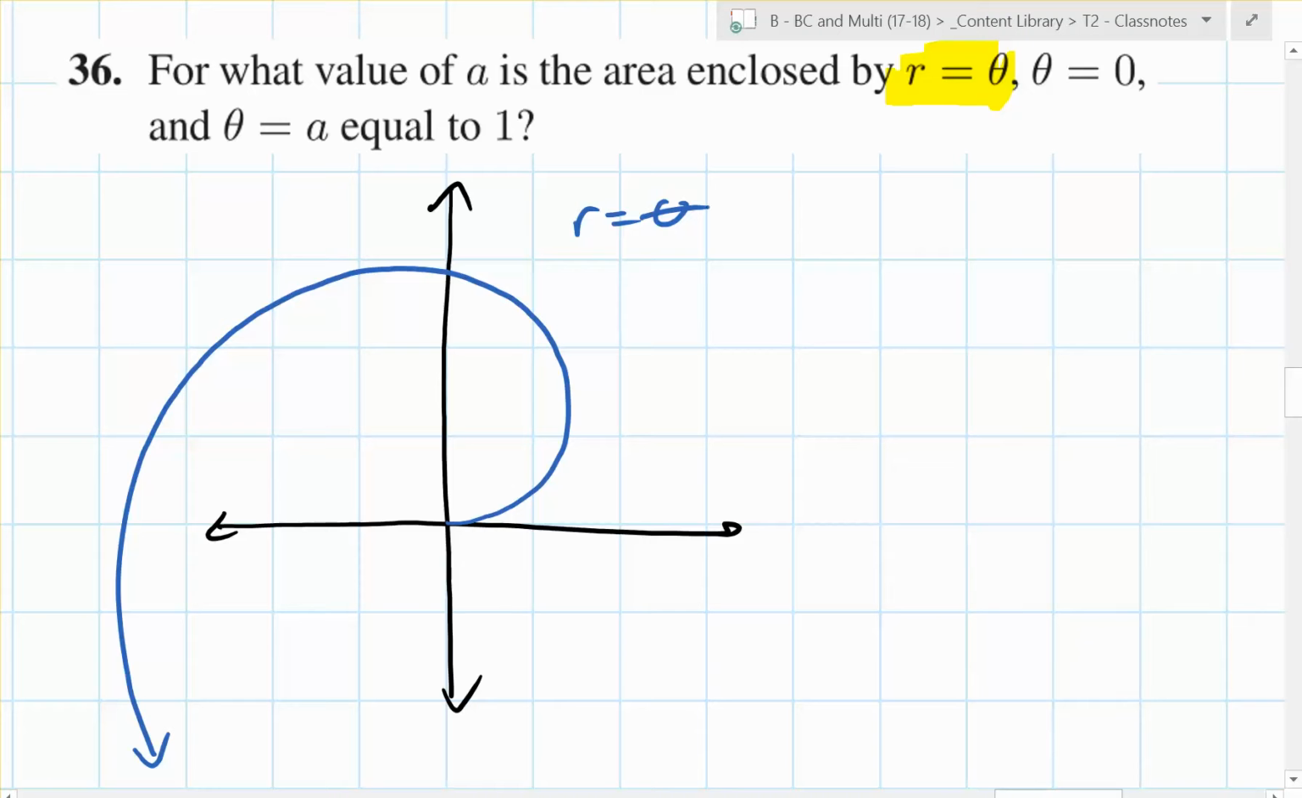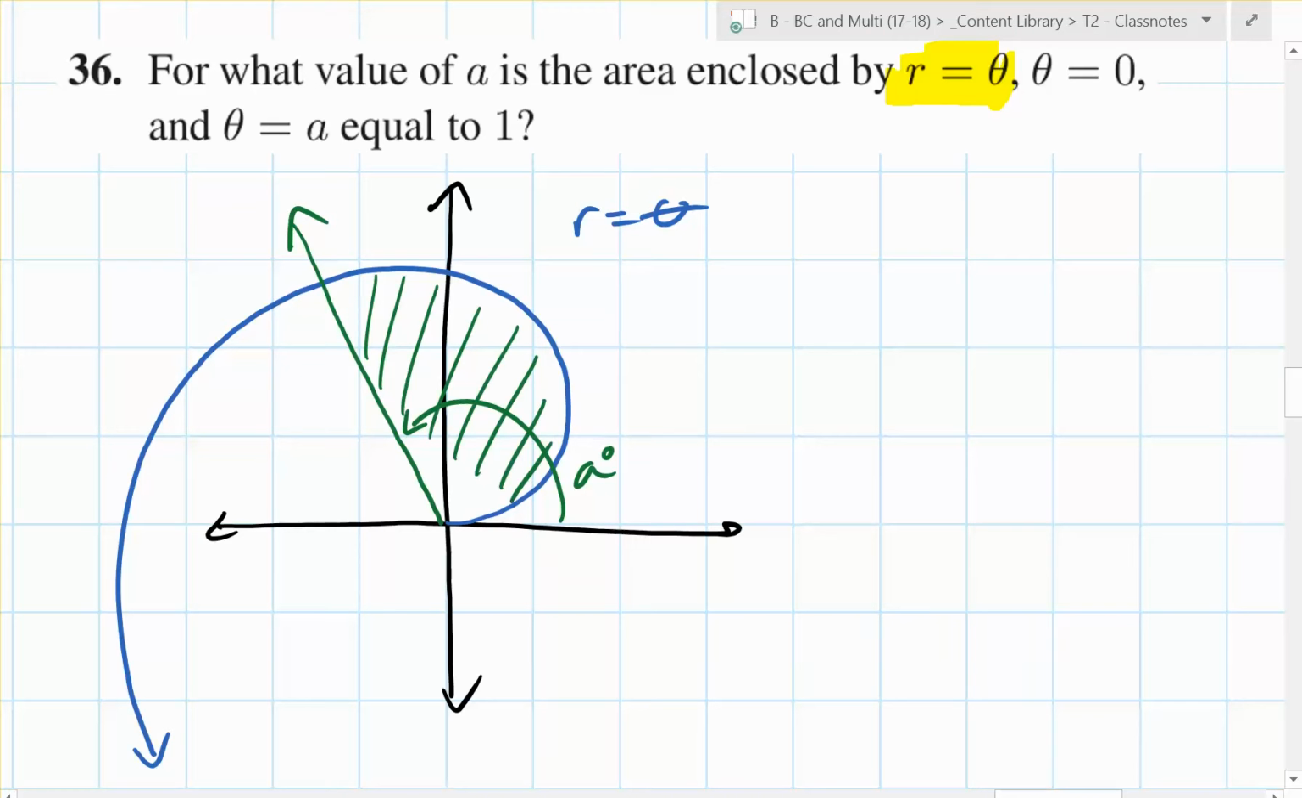For what value of a is the area enclosed by r equals theta from theta equals 0 to theta equals a equal to 1? So at some point, theta is equal to a, like a degrees or a radians, and they want to know when is that area right there equal to 1. Nice.